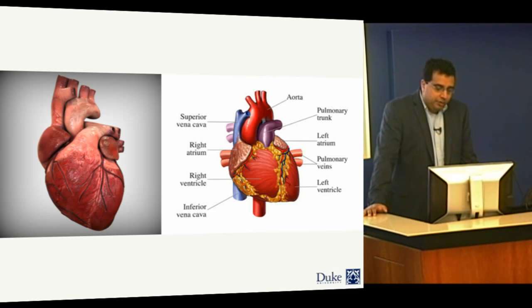There's 2 chambers in the bottom, they're called the ventricles. Those are the real pumps of the heart, okay? There's the right and the left, and we'll talk about that. And then there's 2 big blood vessels that enter and leave the heart. One is called the aorta and the other the pulmonary trunk, okay?